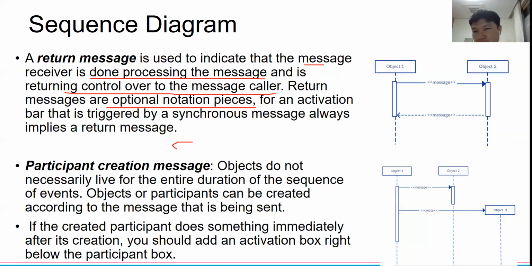If you can see this one, object 1 and object 2, once object 1 sends a message, then at a particular time it will return a message to this object. It means you want to get the value or some kind of feedback, so you can use this one. Usually people will use the dash line. This dash line indicates the reply or the return message.